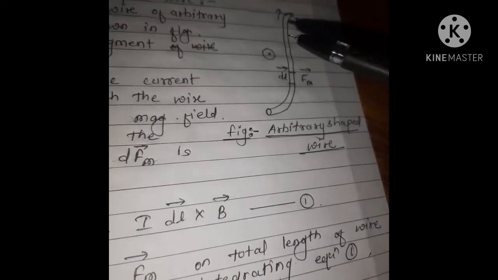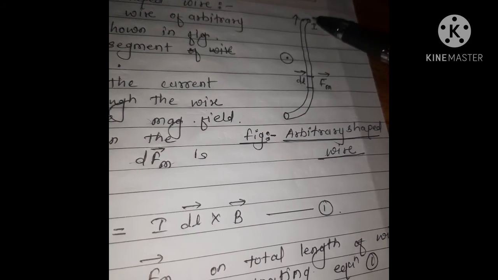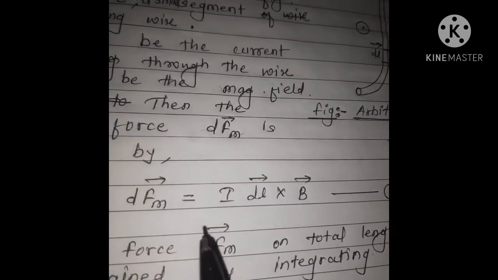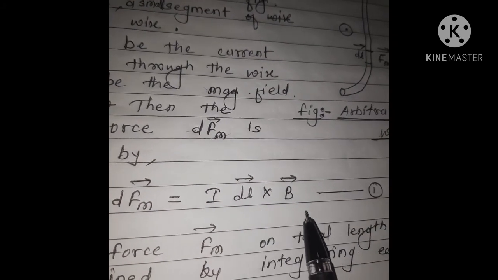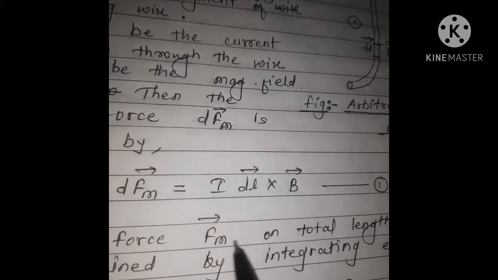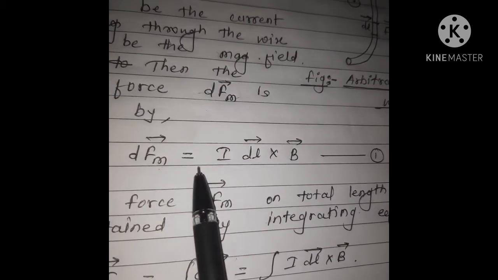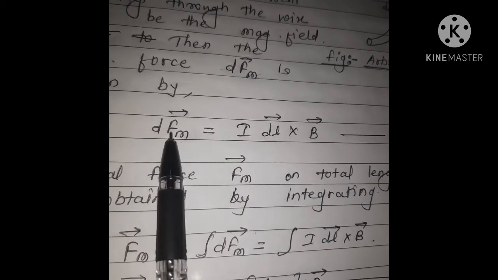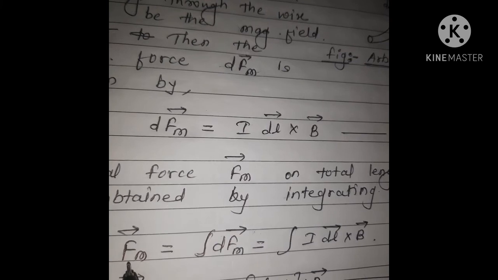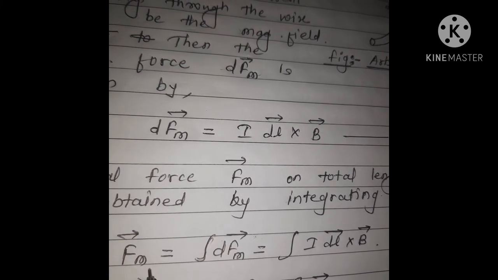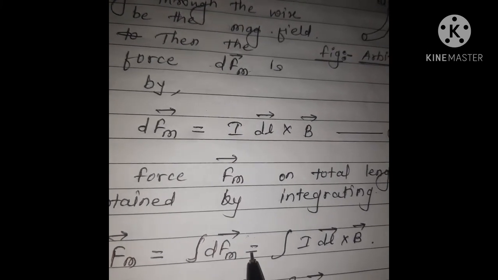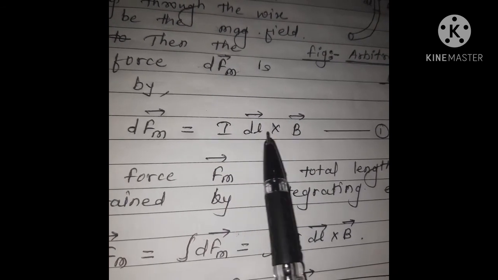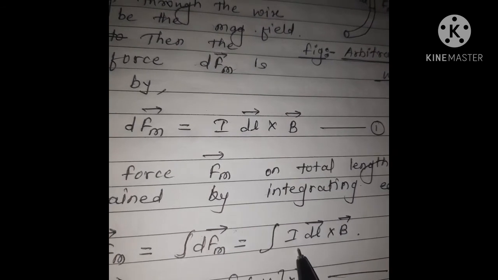We have to determine the total force acting on this whole wire. So to obtain the total force on the total length of the wire, we have to integrate equation 1. By integrating this dFm, we get the total force vector Fm equal to the integration of I vector dl cross vector B.